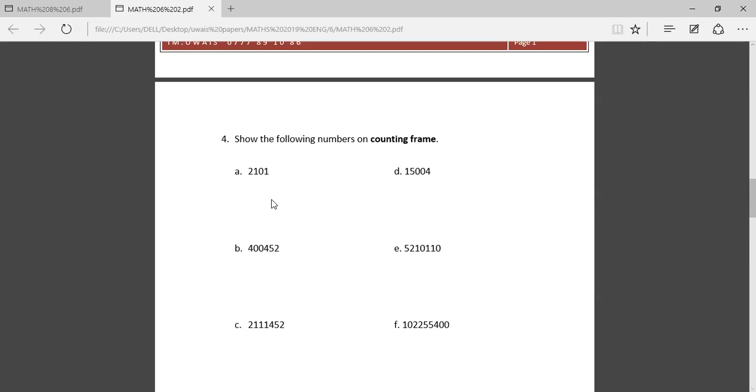Shall I draw? Quickly draw an abacus and mark this number. Asman, have you finished? Yes, sir. Have you finished the first A part?